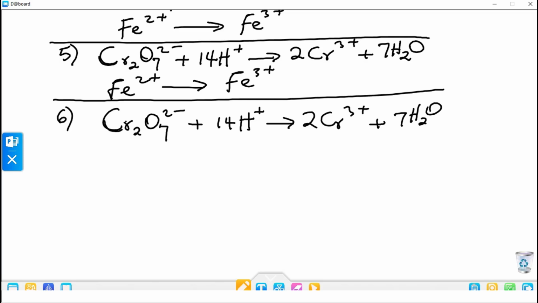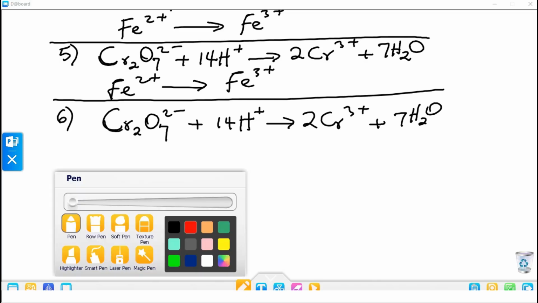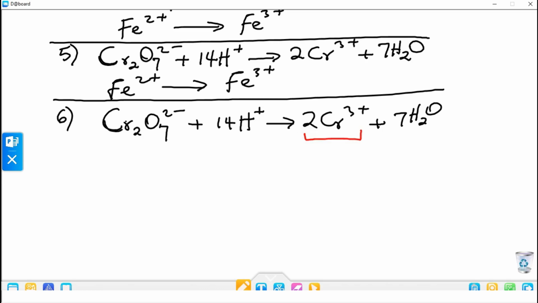To know where to add our electrons, we simply have to count or calculate the number of charges we have at the right side and at the left. So how many charges do we have at the right hand side? We have 2 times 3. There are 3 charges there for chromium, but because chromium is 2 atoms, we are going to multiply it by 2. So we have 2 times 3 plus, which gives us 6 plus. So it means we have 6 positive charges at the right hand side. Water has no charge. So let's go to the left hand side.